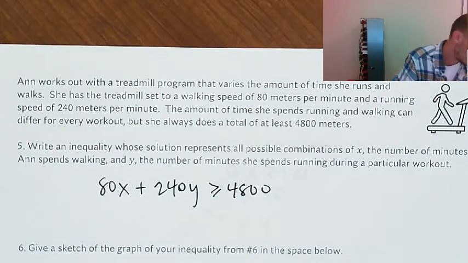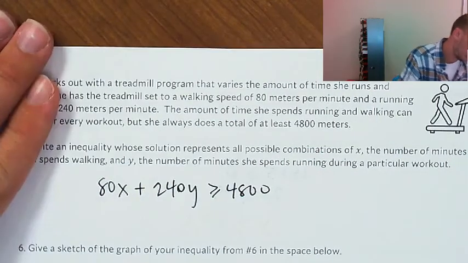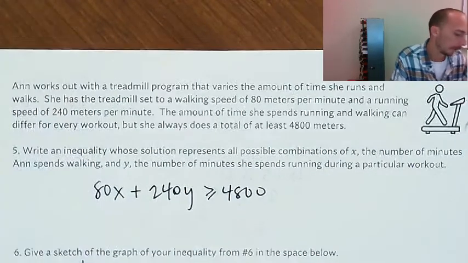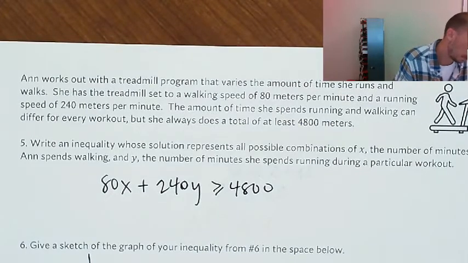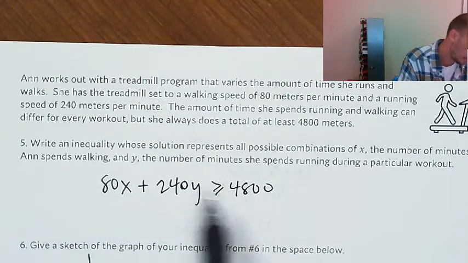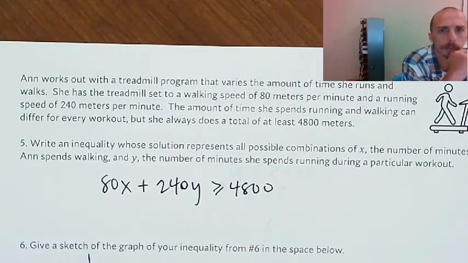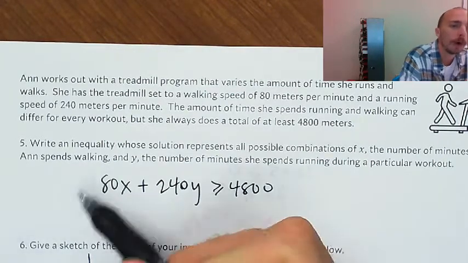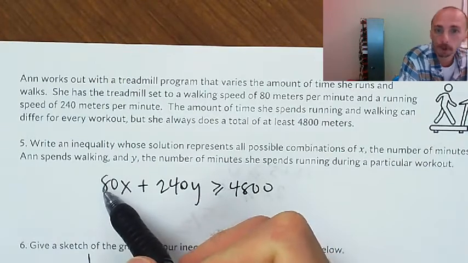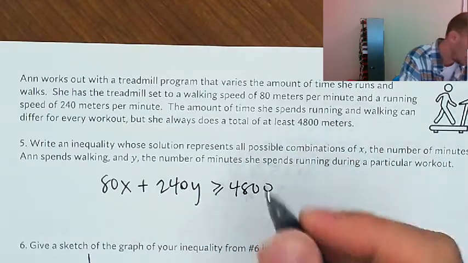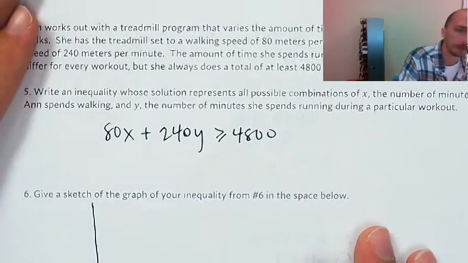Okay. And we can give a sketch for that inequality, right? We're not interested in any negative amounts of running or walking times. Okay. So we just have to figure out what the x and y intercepts are. What would I have to multiply 80 by to get 4,800? 8, 16, 24, 32. Oh, 8 times 6 is 48. So 6 times 80 would be 480. So I need 60 times 80 is 4,800. So the x-intercept is going to be 60.